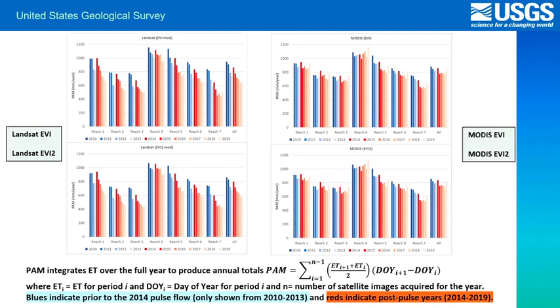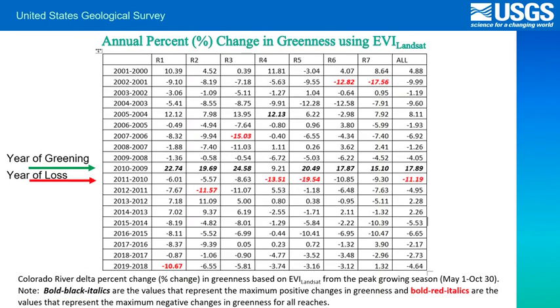We could just zoom in and talk about how we've tracked this reach by reach. This last column shows all reaches of the entire delta, and you can see this entirely declining trend. Blue is before the pulse flow, red is after the pulse flow. If you look at the percent change from year to year, you can show that there were areas of greening, like in 2009 to 2010. You have years of losses, a couple of years in a row, following that line of greening.